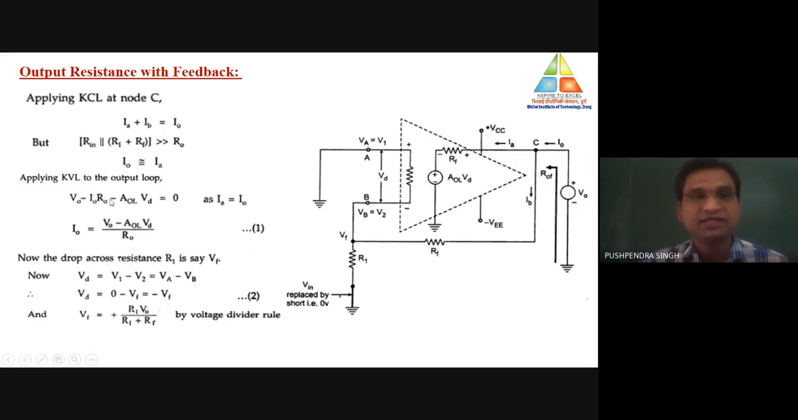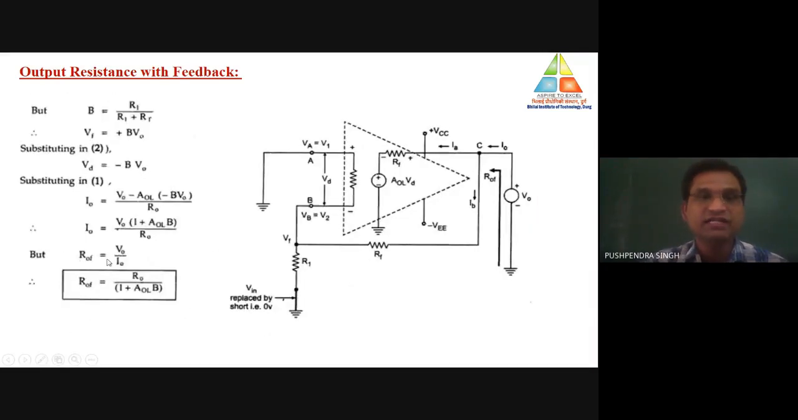Substitute I0 equal to Ia and apply KVL. So V0 plus the drop across this terminal plus the drop across this particular element is equal to 0. After simplification, the value of I0 is equal to this one. Substitute this in the expression and finally you will get the value of this term.